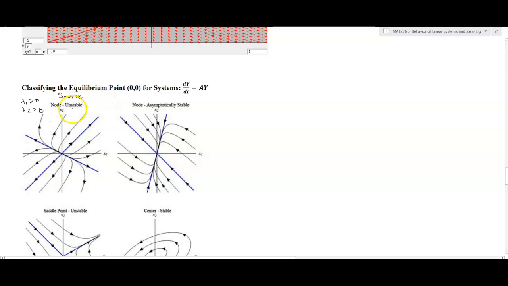But these are often referred to a little bit differently. So I'll call this a source. Here we have all the arrows pointing in towards the origin on both of the straight lines. And so that means that lambda 1 is less than 0, lambda 2 is less than 0.